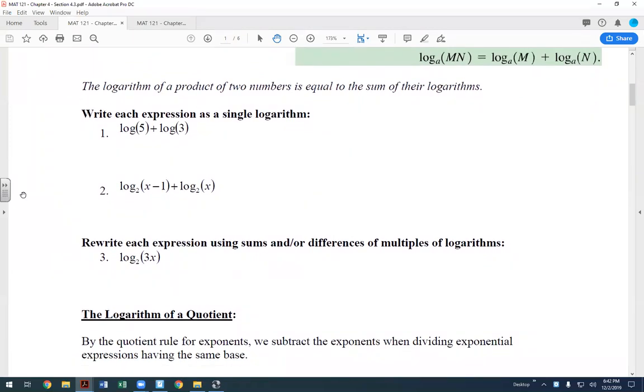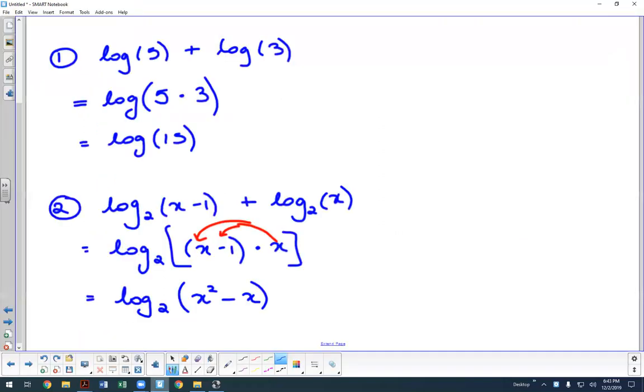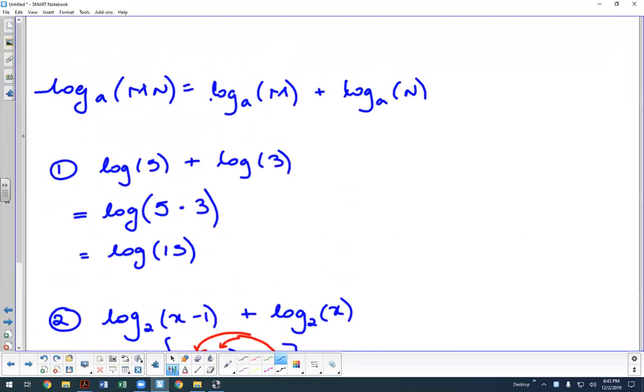But for the second type of question, which is saying rewrite each expression using sum and or difference of multiples of log. So of course we can see this is 3 times x. That's our product rule. So it's 3 times x, which means we use the addition sign to separate them.